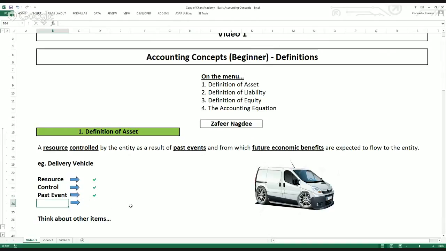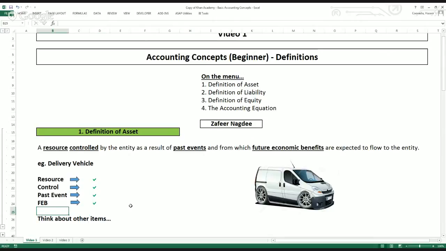We then come to the last element, which are future economic benefits. And as we said earlier, those relate to the benefits that come from owning the resource. In this case, it would be, like I said, the ability to deliver to clients, the ability to deliver goods from one branch to another branch. And that brings us to the end of the definition.